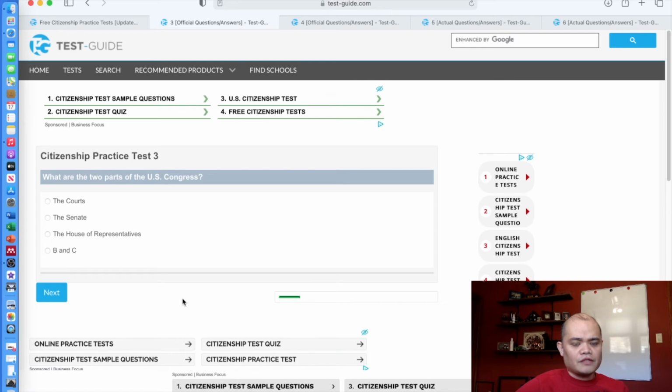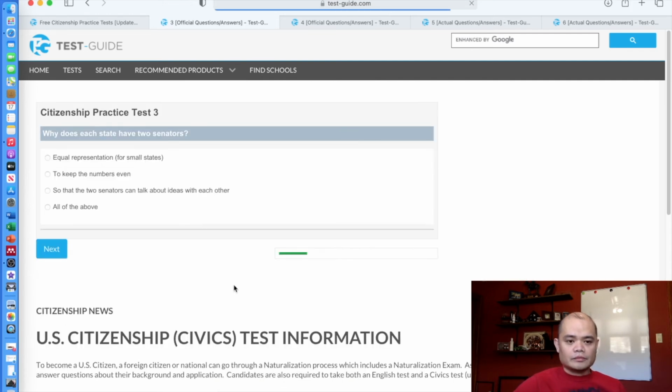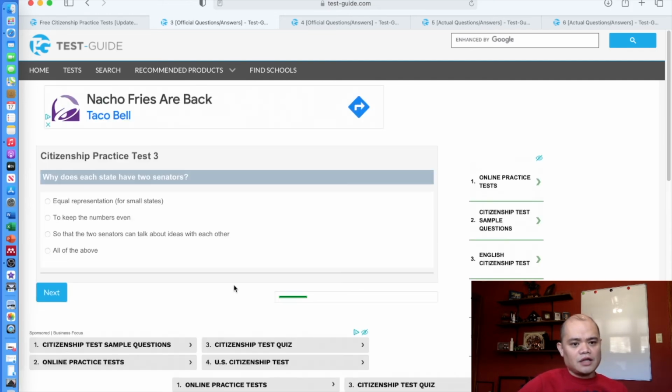What are the two parts of the U.S. Congress? That will be the Senate and the House of Representatives, so B and C. Why does each state have 2 senators? They want to have equal representation, right? For small states. Okay, so that would be equal representation. So that the 2 senators can talk to each other.